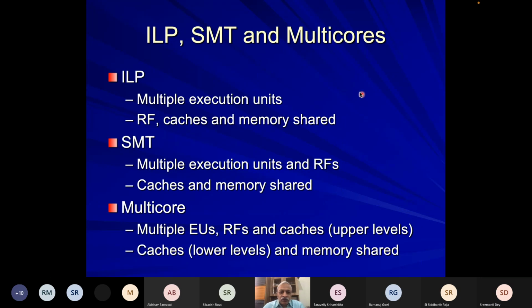So let's put together these 3 different approaches for execution. One is simple ILP, or instruction level parallelism, with multiple execution units. You have a register file, cache memory, and main memory. They are shared.